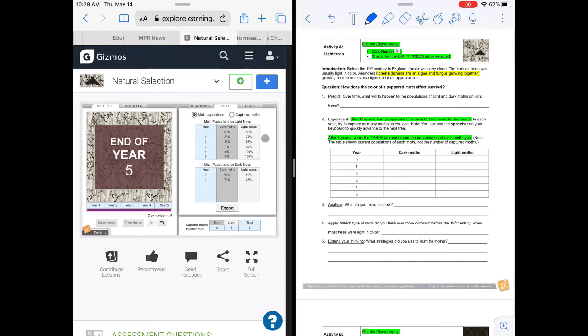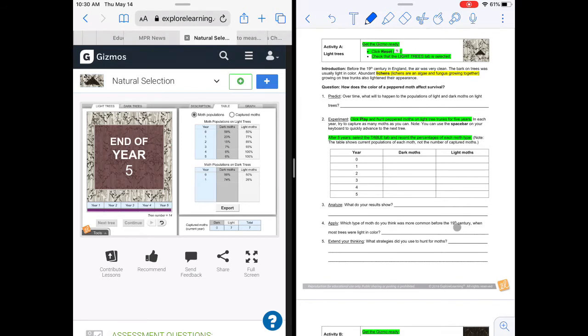This chart shows you the percentages of moths that were dark colored and the percentage that were light colored over the course of the 5 years. So when we started at year 0, we had 50% of each type of moth. So what you need to do is copy these percentages onto the chart on the worksheet. And then you can use that information to help you answer these questions. Question 3 asks you, what do your results show? And so if I look at my results, I started with 50% light colored and dark colored, and after 3 years, I had 0% dark moths in my population and 100% light colored moths. So look at your data and see what it shows you.